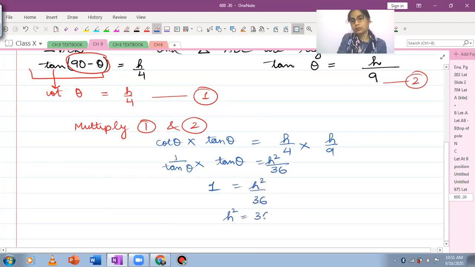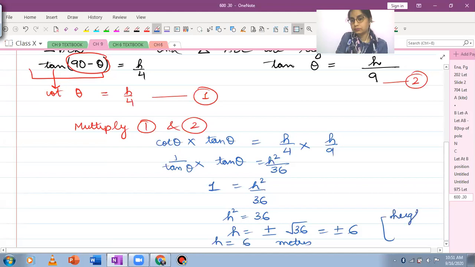From here, h square equals 36, and the value of h will be plus minus square root of 36. I hope you remember this. Your question was the first one in the paper, t square equals 15. So you are getting two values from here. This will be plus minus 6, but h actually represents the height, so height cannot be negative. So h will actually be 6 meters. That's it. This is your proof.